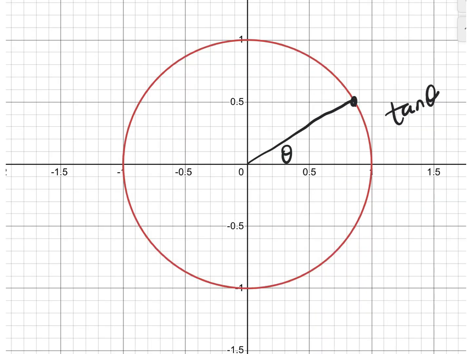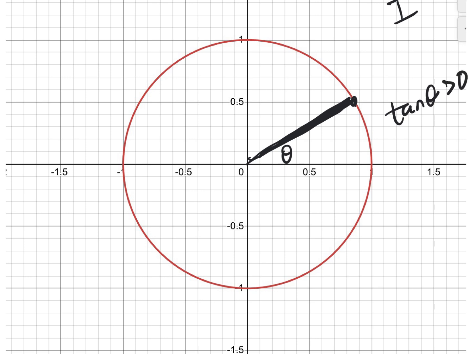When it comes to tangent, what you want to think about is the slope that the angle makes with the x-axis. Is the slope positive or negative? So if I have an angle in the first quadrant, I'm looking at this slope, and as the angle is increasing, the slope is increasing, so that is a positive slope, right?